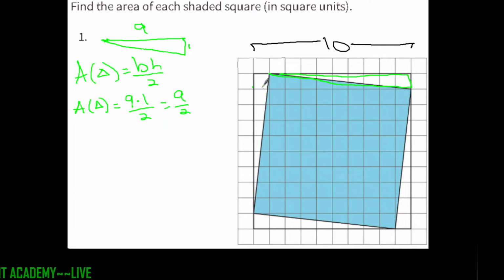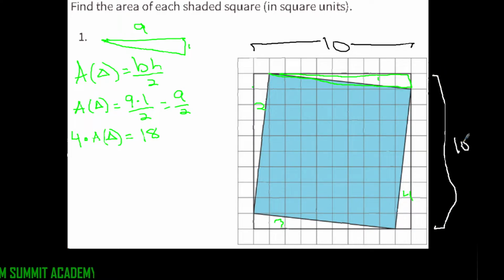And that's helpful because I have 4 of these: 1, 2, 3, 4. So I can multiply that by 4, and that's going to be 18. So the area that these are taking up is 18. And this is helpful because if I look at the size of the large square, I know that the area of my big square is going to be 10 times 10, which is 100.